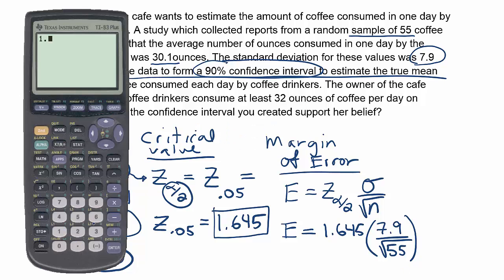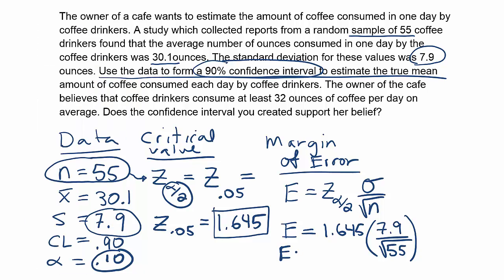So we'll have 1.645 times 7.9 divided by the square root of 55. Notice how we don't use any special parentheses or anything. We just put it in as we see it. Press enter and we get 1.752 approximately. We'll probably round this answer to 2 decimal places, so it's okay if your margin of error has at least, say, 3 decimal places, okay? You might want to carry more if you're concerned.